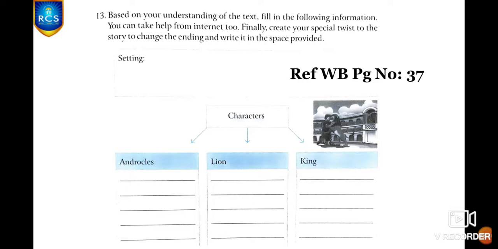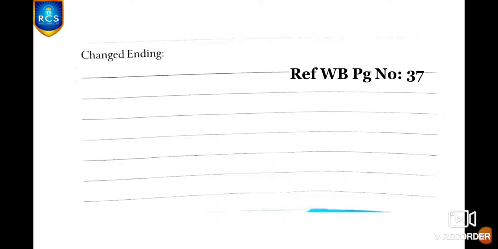First one is setting. Setting means the place in which the story actually happened and the characters. What do you know about the characters in this story? That is Androcles, lion and king, and you have to write about them. And then the third one is changed ending. You have to change the ending of the story with your own twist, right?